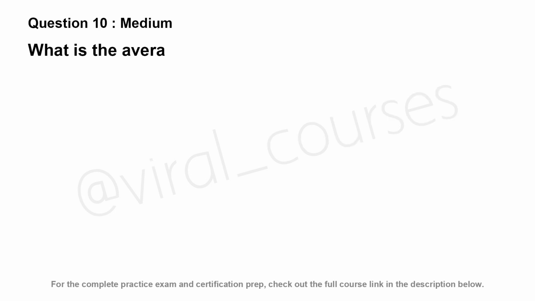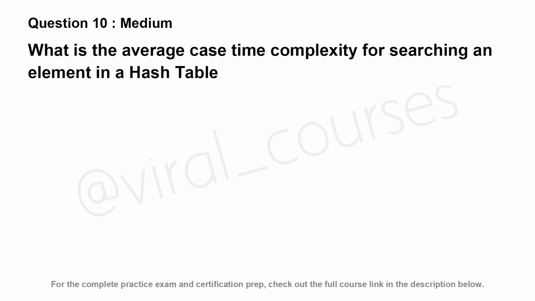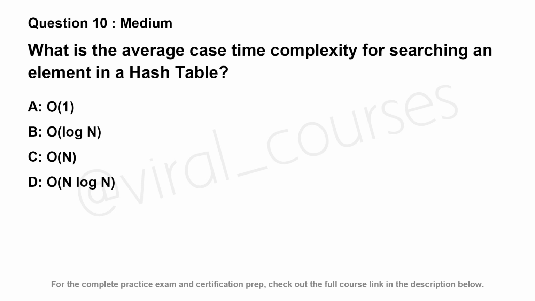What is the average case time complexity for searching an element in a hash table? Option A, O(1). Option B, O(log n). Option C, O(n). Option D, O(n log n).